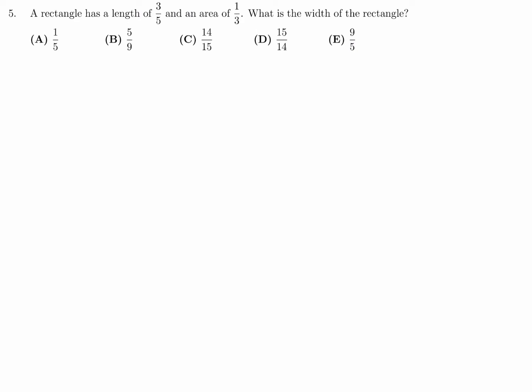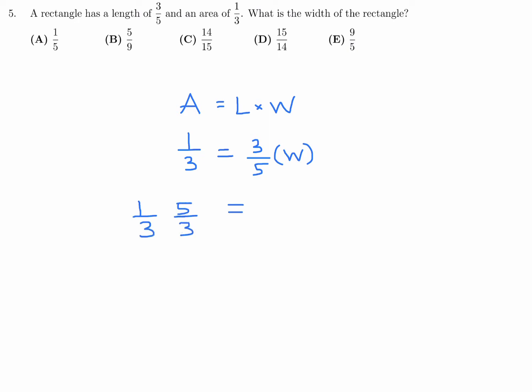A rectangle has a length of 3/5 and an area of 1/3. What is the width of the rectangle? Well, area is equal to length times the width. The area they have told you is 1/3. The length is given as 3/5, and now we just have to figure out the width. So cross multiply, and this gives you 1/3 is 5/3, like this, for W, and therefore the width is 5/9. And number 5, therefore the answer is B.